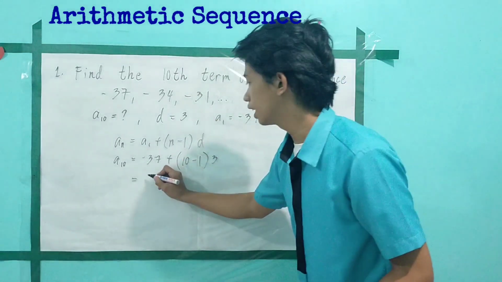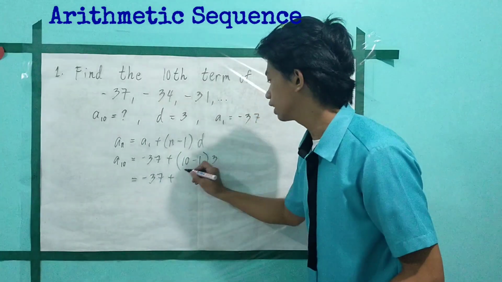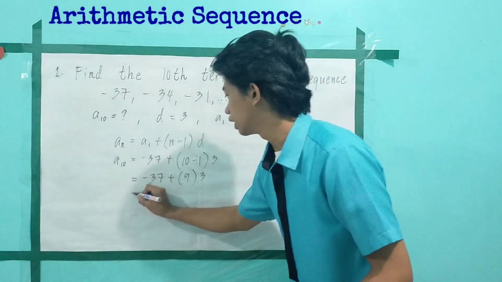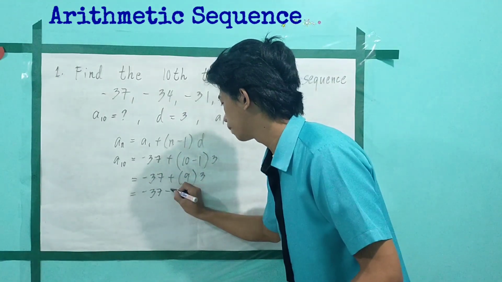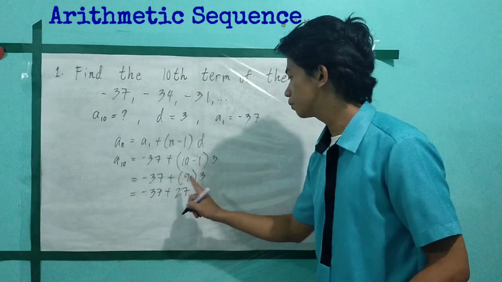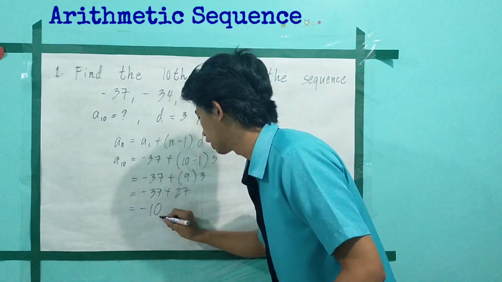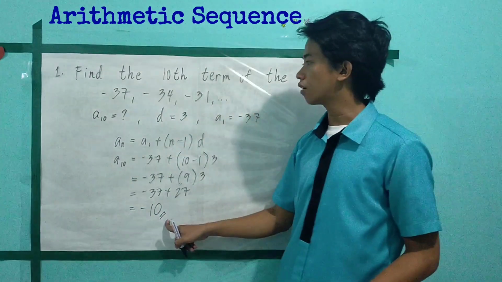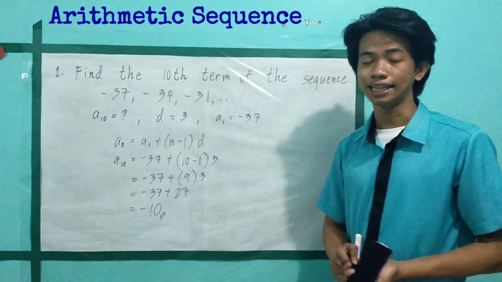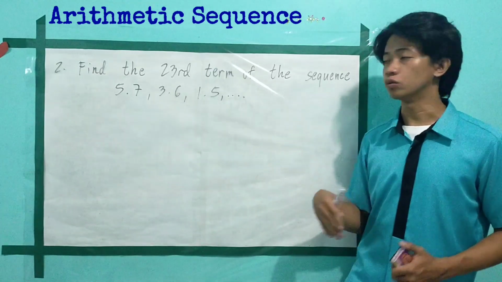Next, let's simplify. We have negative 37 plus 10 less 1. We have 9 multiplied to 3. And negative 37 plus 9 times 3, we have 27. And negative 37 plus 27, our answer is negative 10. So, ang a sub 10 natin, or ang 10th term natin is equal to negative 10. So, let's proceed to problem number 2.